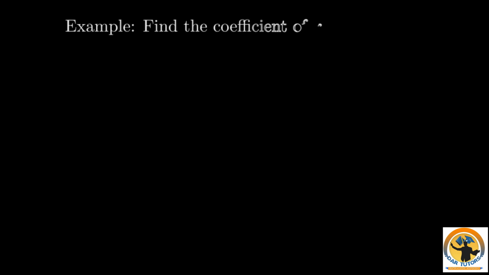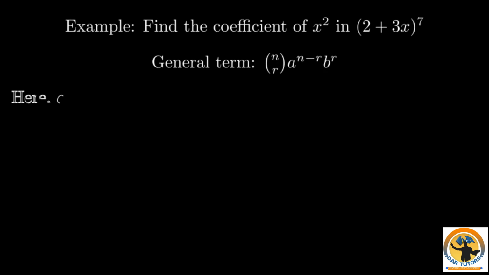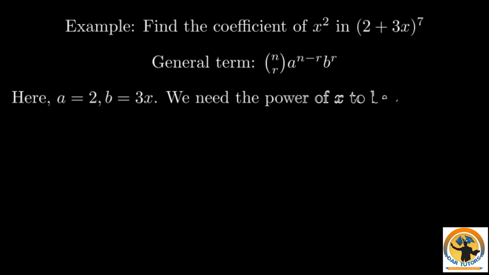Often, we don't need the entire expansion, just the coefficient of a specific power of x. Let's find the coefficient of x squared in the expansion of (2 plus 3x) to the power of 7. We need to find the term that will result in x squared. The general term is n choose r times a to the n minus r times b to the r. In our case, a is 2 and b is 3x. The power of b, which is r, will determine the power of x. So we need r to be 2.